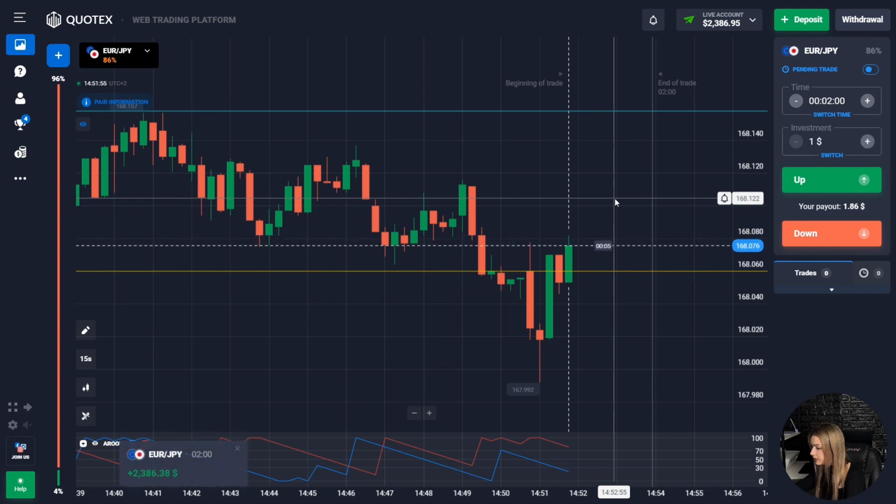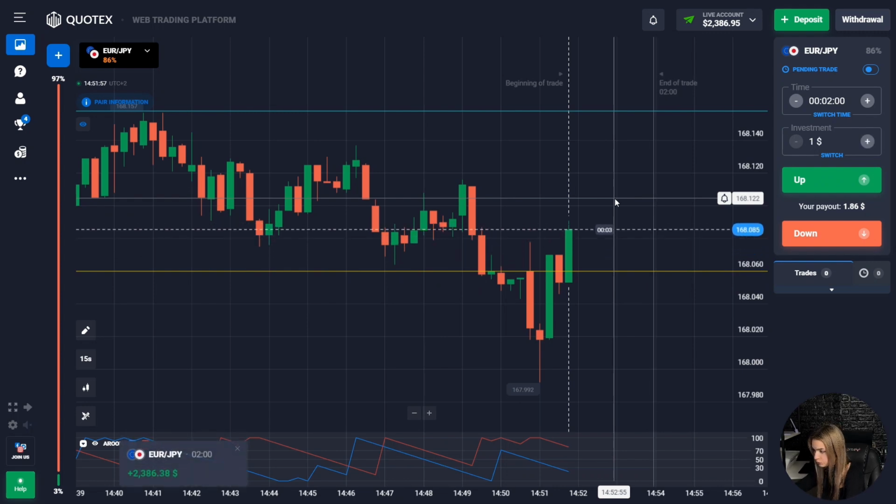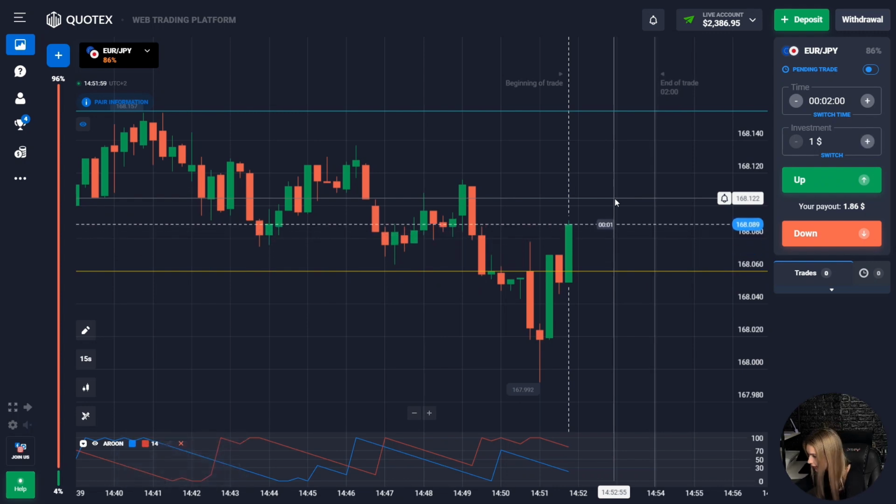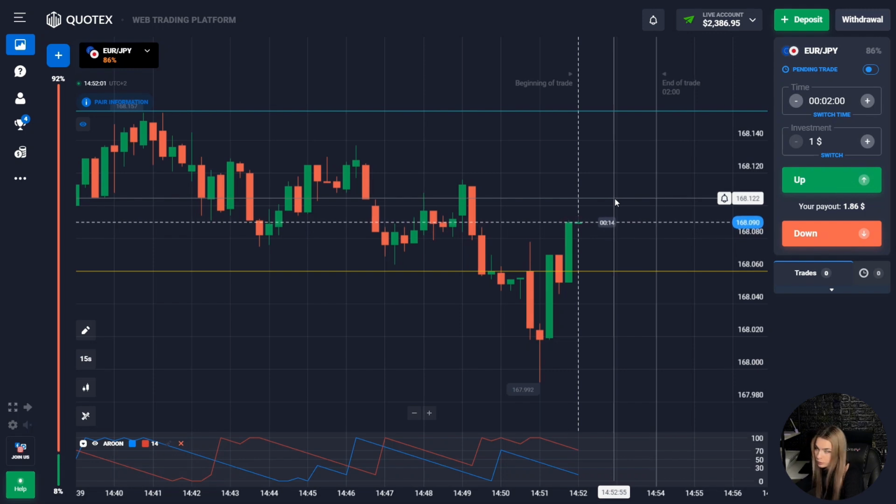Well, guys, it's not bad at all. As you can see, the price made the pullback down, but then it returns to the lower border of the sideways again. At the same time, our deal closed above the entry point. This is how we got the profit here. Let's continue.